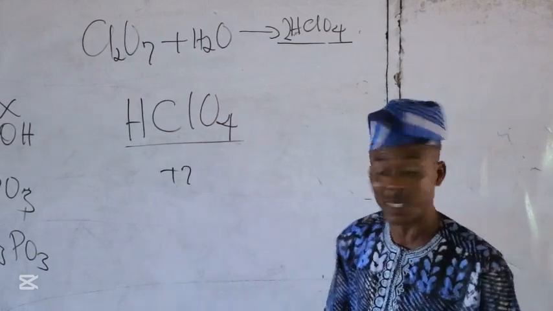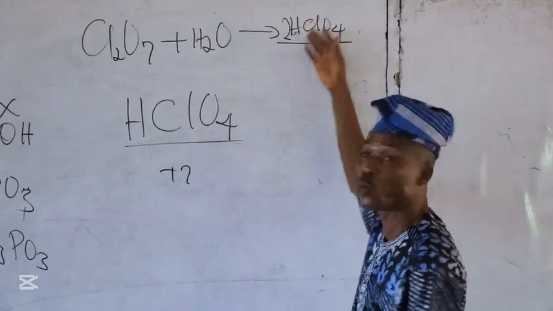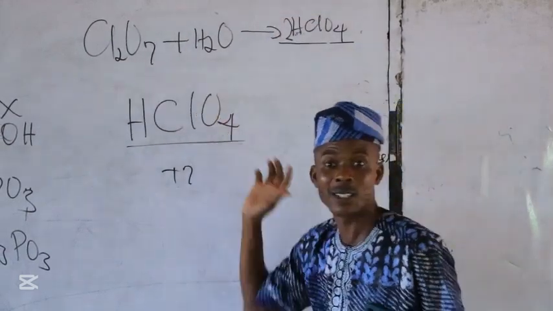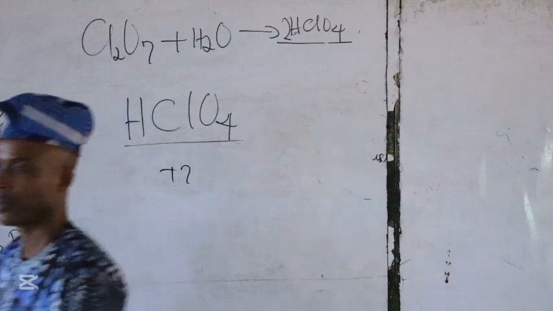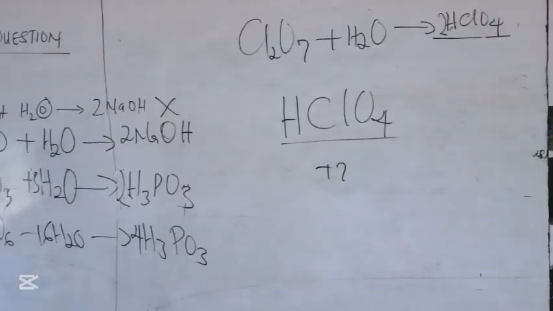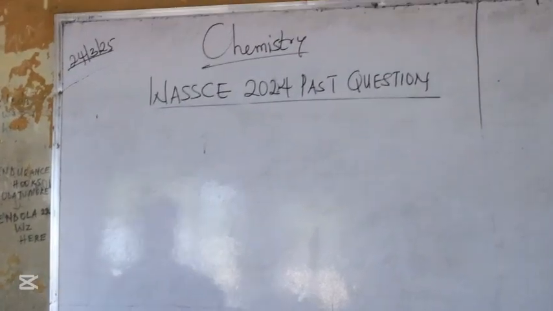But the product is HClO4. The 2 was used to balance the equation. Yes.